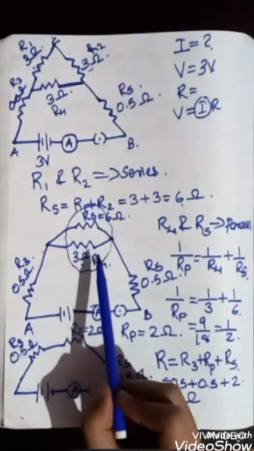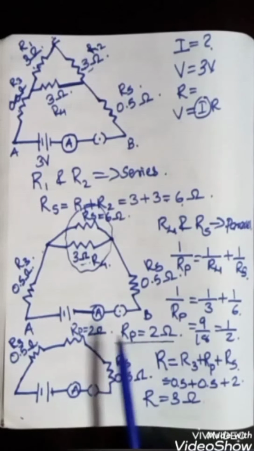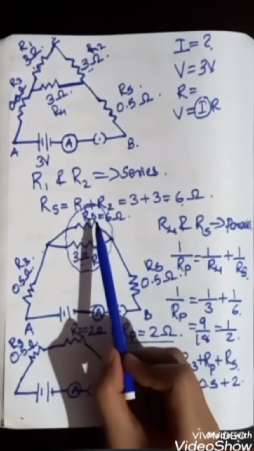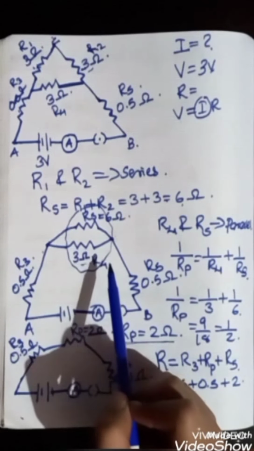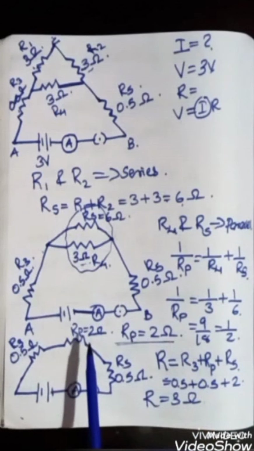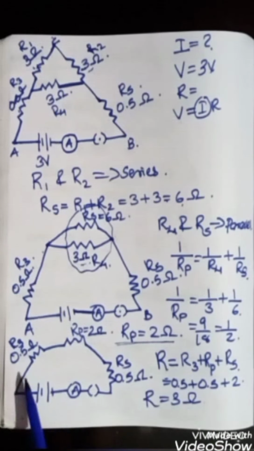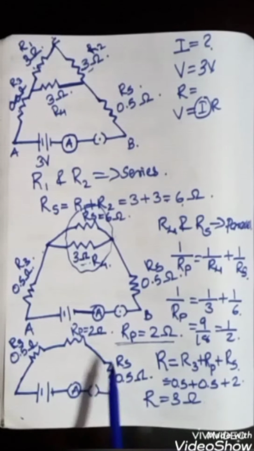Then we again solve it into Rp, that is 1 by Rp, and Rp is equal to 2 ohm. Then we again redraw it as Rp. Instead of Rs and R4, we connected Rp of 2 ohm. Hence, R3, Rp and R5 are connected in series. Then we get R is equal to 3 ohm. The total effective resistance is 3 ohm.